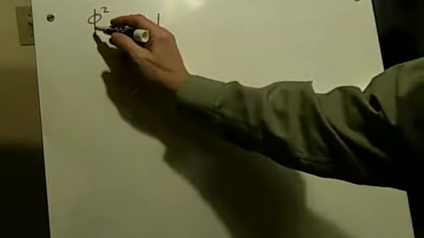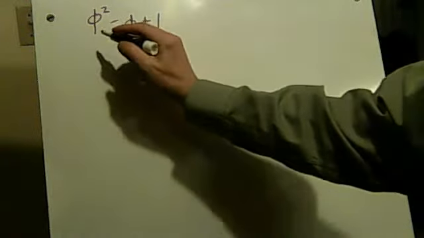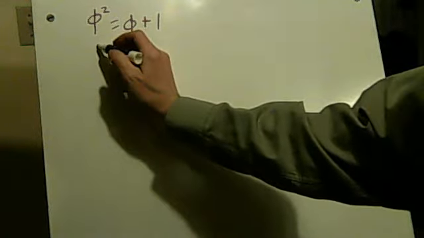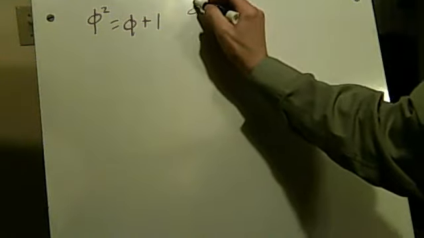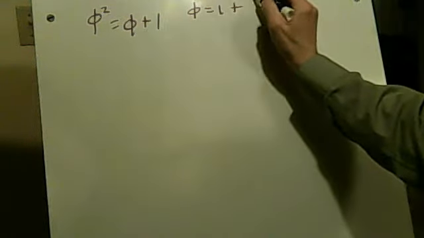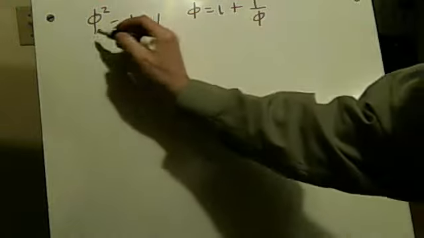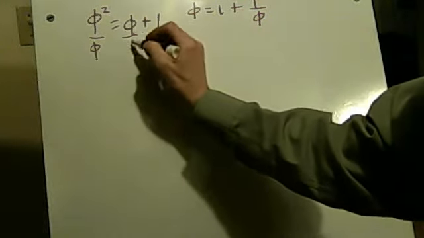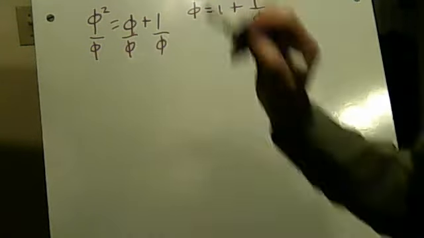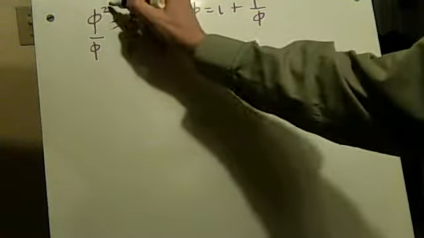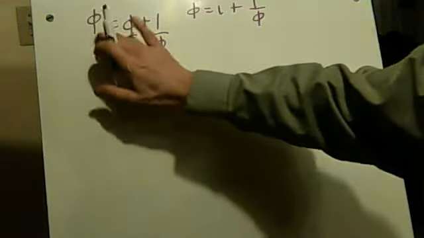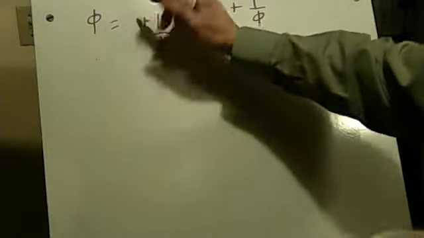Okay, now, what we're going to do with that is we're going to change it a little bit, and you'll see why in a minute. We're going to divide both sides by phi, and we're just going to write this in a slightly different way, and that is phi is equal to 1 plus 1 over phi. We just get that by dividing each side by phi. Phi over phi gives 1, and then we get 1 over phi. That's just the same equation, okay?